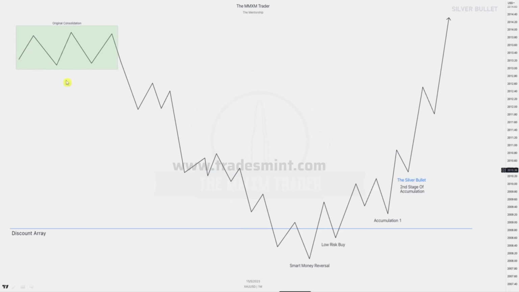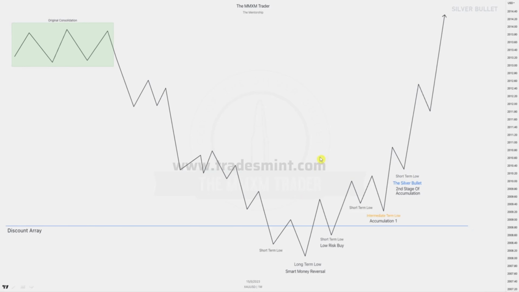So over here we've got a crude depiction of how a market maker model looks. We've got that original consolidation up here, right? And then hitting a key level once again where the smart money reversal should occur. Now breaking structure up here, and then the first area over here, that is the low risk buy in a market maker buy model. We're not looking for this, we're looking for that second stage of accumulation in this market maker buy model.